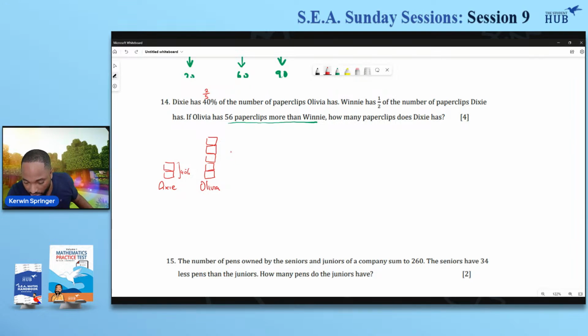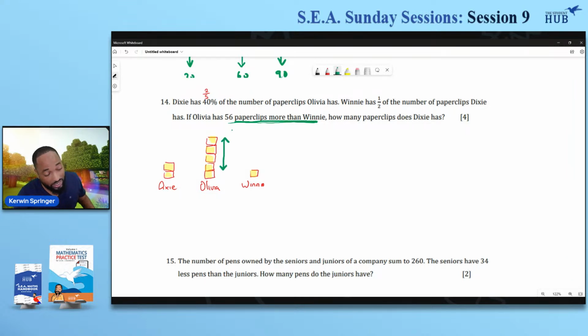The next one is going to make it and break it. When he has half, yes, very good. If it was half of this, I just split it into 10 parts. But now it's just Winnie who has half of how much Dixie has. So a block diagram worked perfectly for this. I was able to explain everything using the block diagram. Dixie has 2, Olivia has 5, because 2/5 is 40%, and Winnie has half of Dixie, which is just 1 block. So now when they say Olivia has 56 more than Winnie, I could just use that as the difference in the blocks.